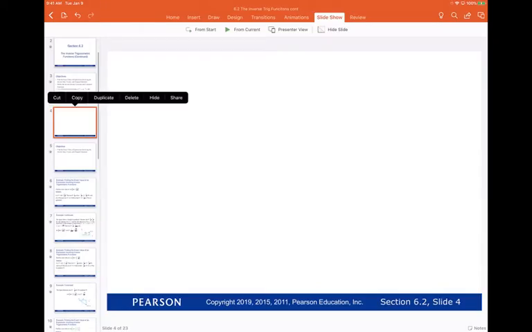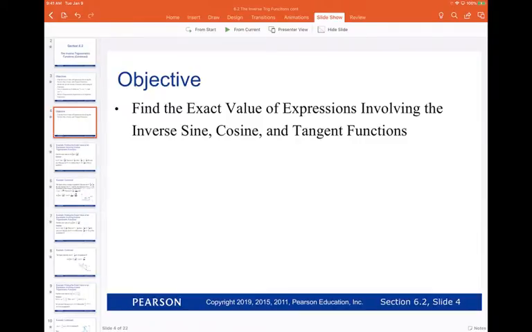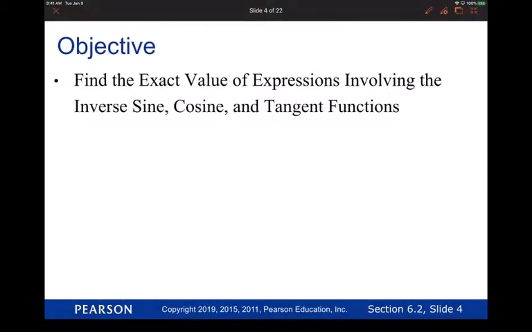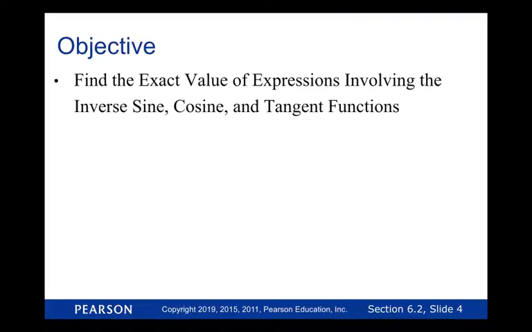Okay, I don't need the slide. Some objectives today: we want to find the exact value of expressions involving inverse sine. I'm pretty sure the audio is not working.